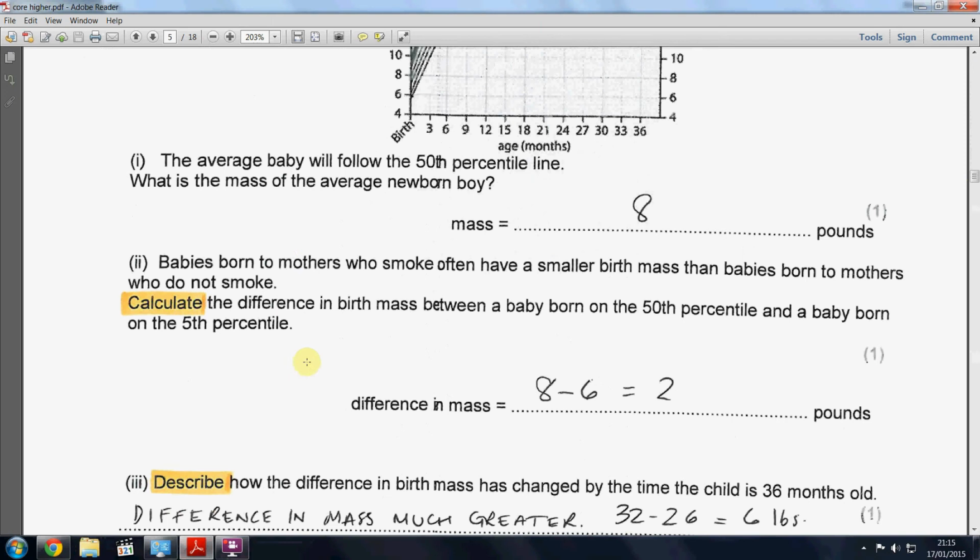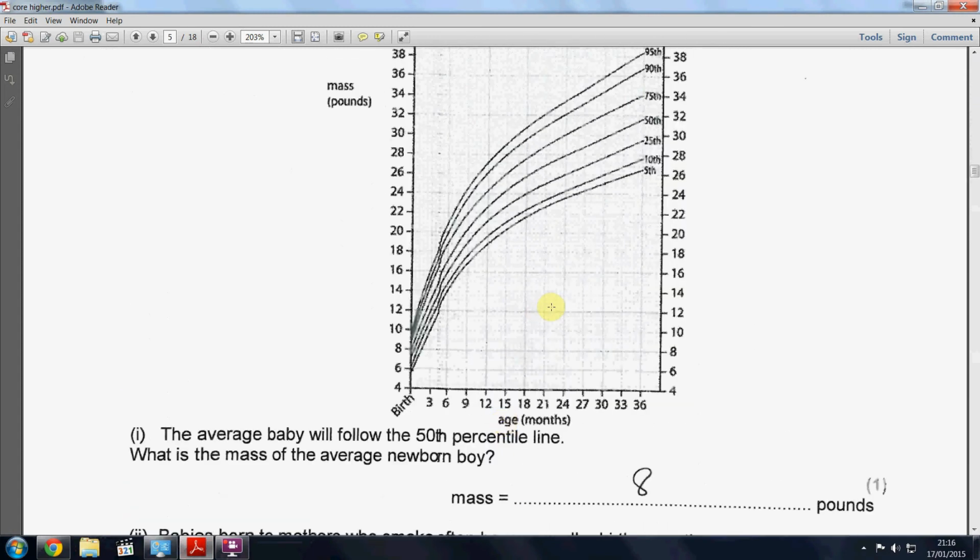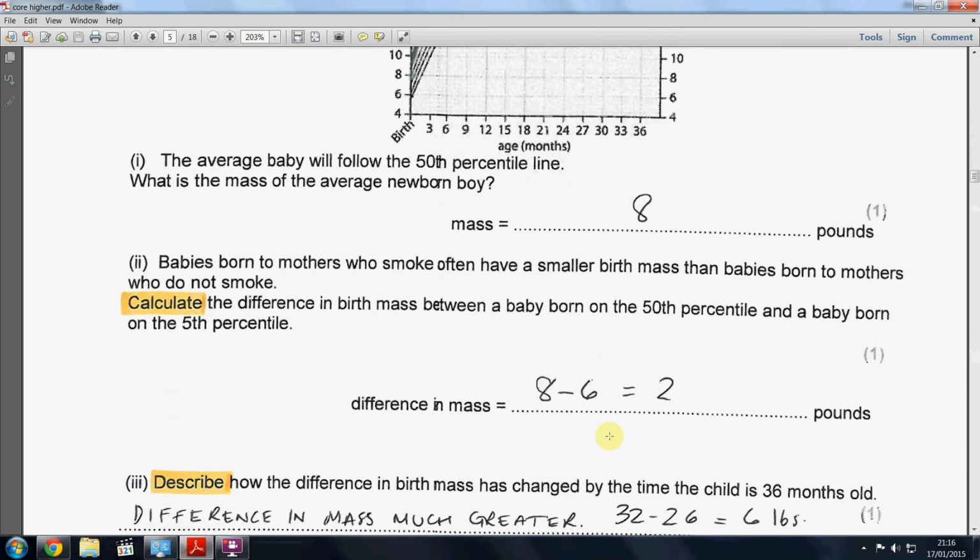It then goes on to say that babies born to mothers who smoke often have a smaller birth mass than babies born to mothers who do not smoke. Calculate the difference in birth mass between a baby born on the 50th percentile and a baby born on the 5th percentile. So I already know the 50th percentile baby is 8. We now need to find the 5th percentile baby, so same procedure, follow the 5th percentile line down. Looks again to me a bit blurred at the bottom, but it looks to be 6 to me. So it's 8 minus 6, so that's 2 for the answer.